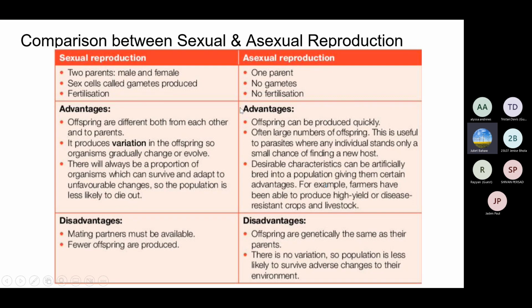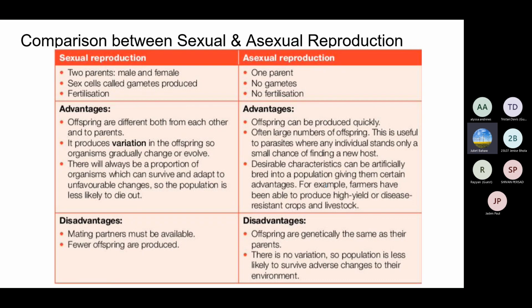All right, and then the asexual advantages are that offspring can be produced quickly. That is because it doesn't require a mate. It's only one parent, so there's no purpose for sourcing a mate in this case.